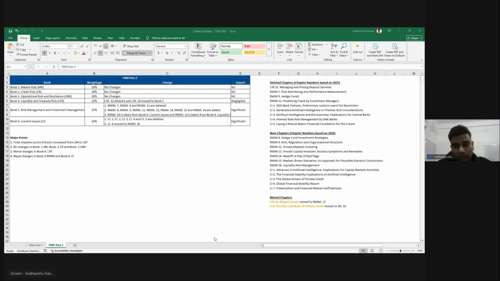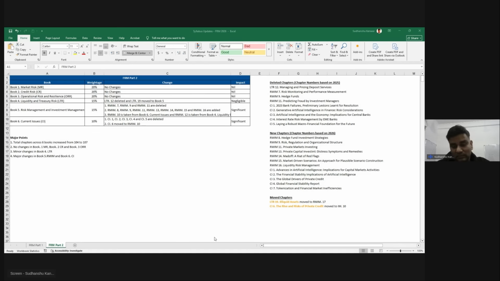And there I want FRM Part 2 candidates to pay attention. At a high level, total chapters have increased from 104 to 107, so you have to study three more chapters. If you look at Book 1, Market Risk, Book 2, Credit Risk, and Book 3, Operational Risk, the good news is there are no changes. If you look at Book 4, Liquidity and Treasury Risk, very minor change. So that's also good news.